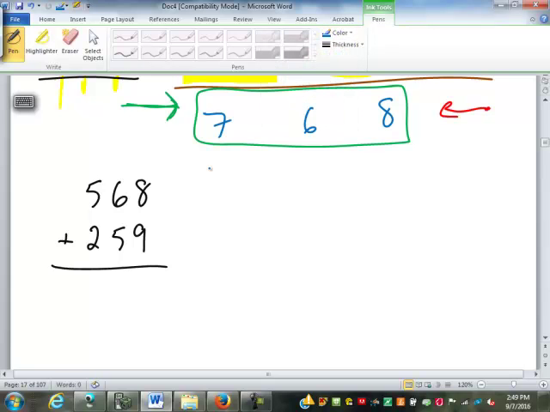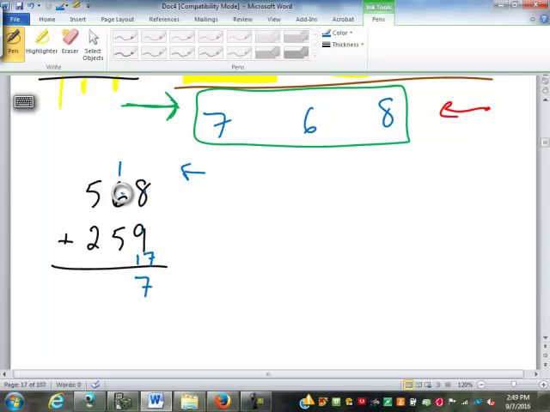We were taught to start on the right and work our way back to the left. Start at the end and work our way back to the beginning. Because we run into 8 plus 9 is 17. We can't have 2 digits in the same place, so we're going to keep the 7 and we're going to carry the 1 to the next digit, next place value.